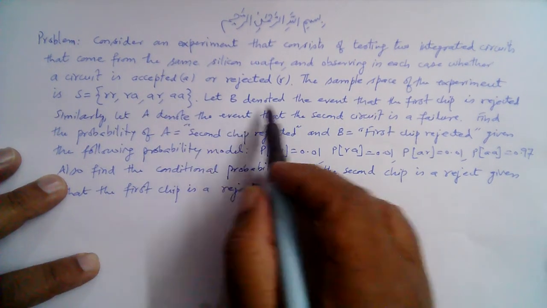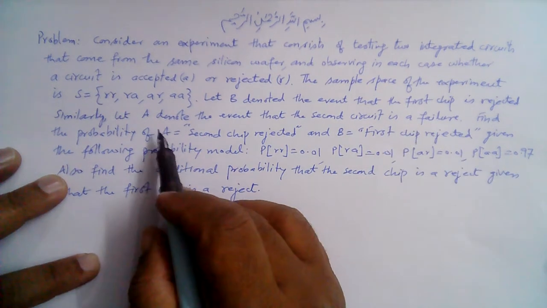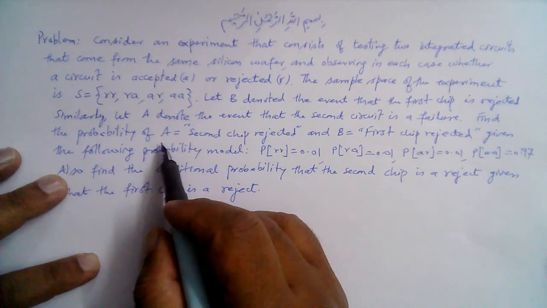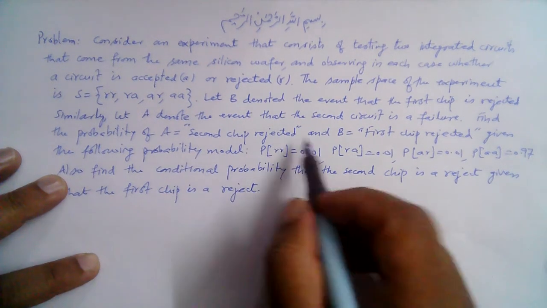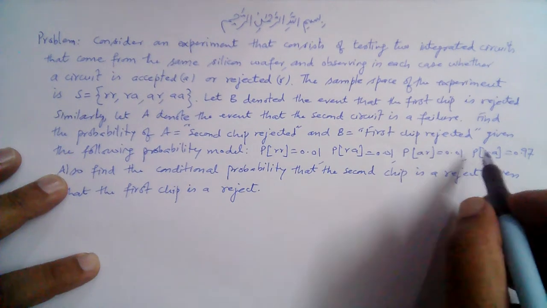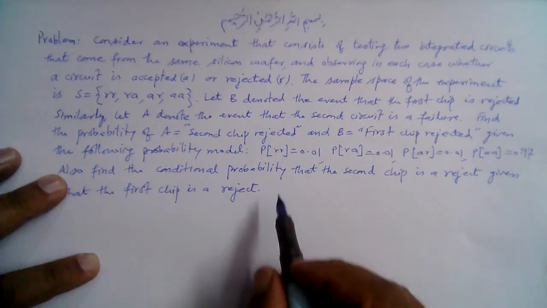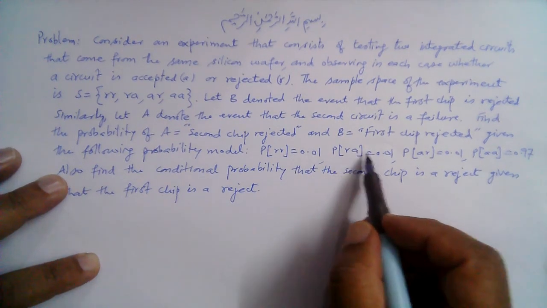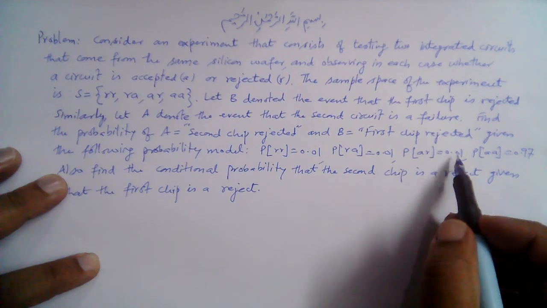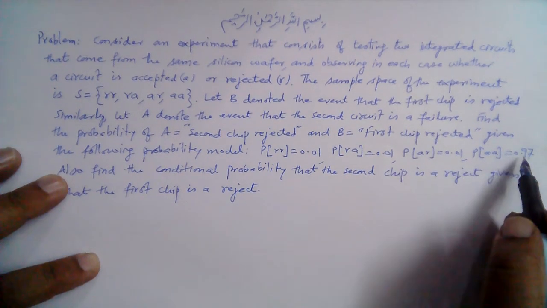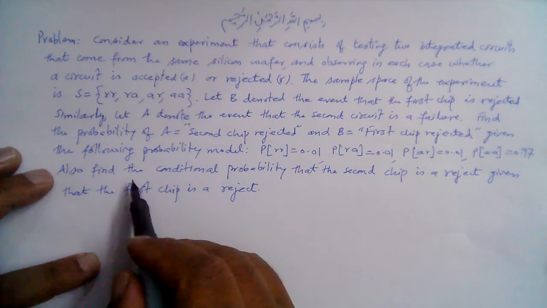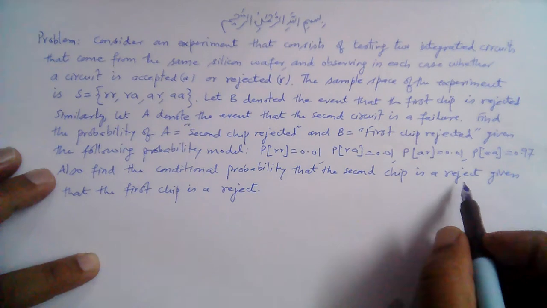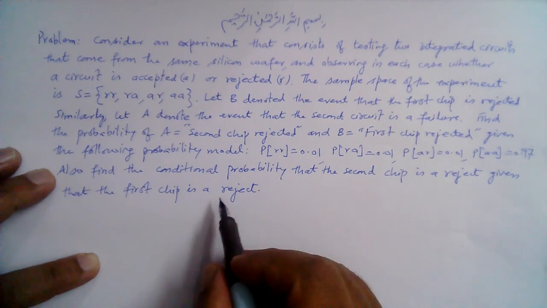Let B denote the event that the first chip is rejected. Similarly, let A denote the event that the second circuit is a failure. Find the probability of A, second chip is rejected, and B, first chip is rejected, given the following probability model: probability of RR is 0.01, probability of RA is 0.01, probability of AR is 0.01, and probability of AA is 0.97. Also find the conditional probability that the second chip is rejected, given that the first chip is a reject, right?